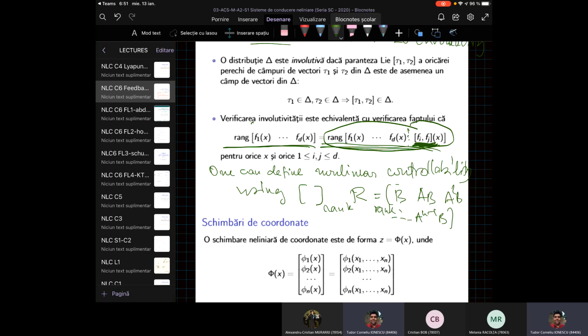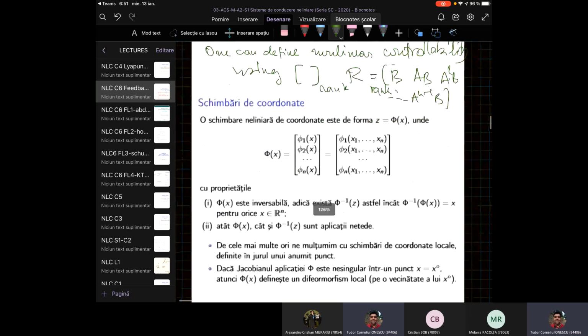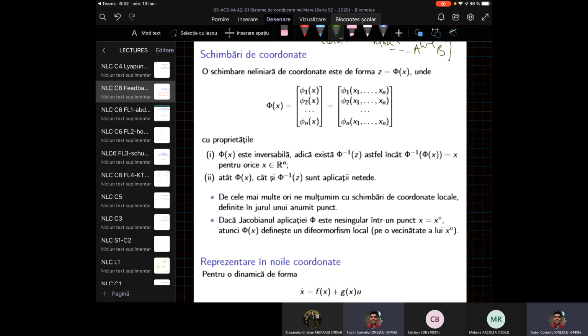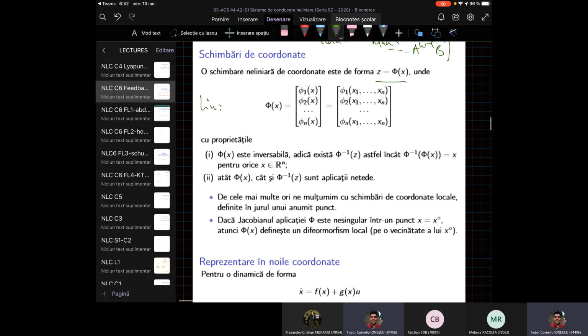Okay? If you remember how you used to talk about controllability in the linear case. What is a change of coordinates for nonlinear systems? Change of coordinates is something we discussed last time, and it is of this form. The new coordinate is phi of x. In the linear case, phi of x is Tx, T invertible. So in this case, it's a mapping phi of x. Phi is invertible, so there exists phi inverse of z.